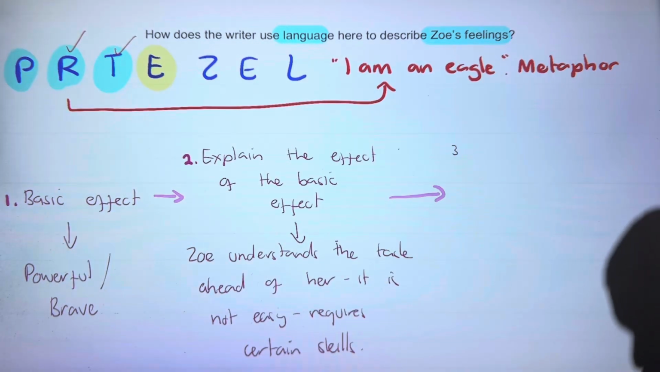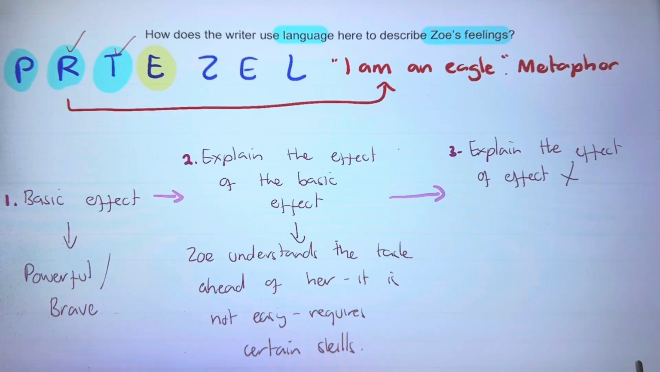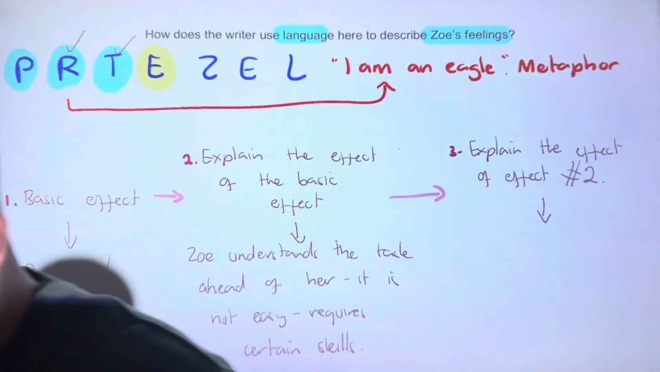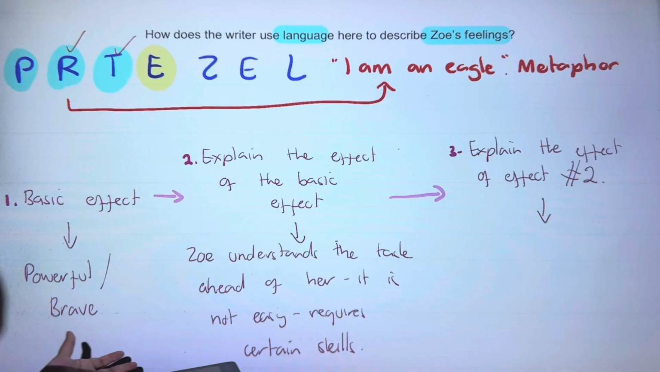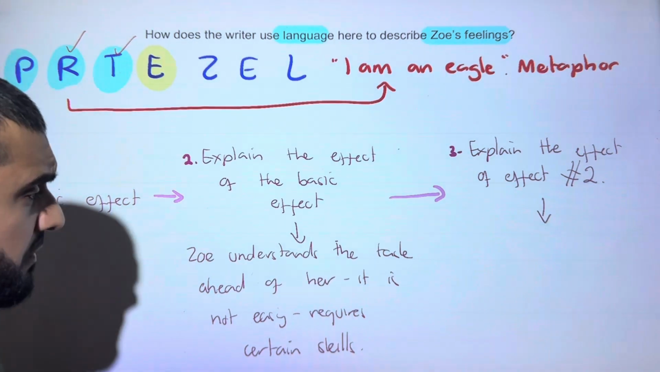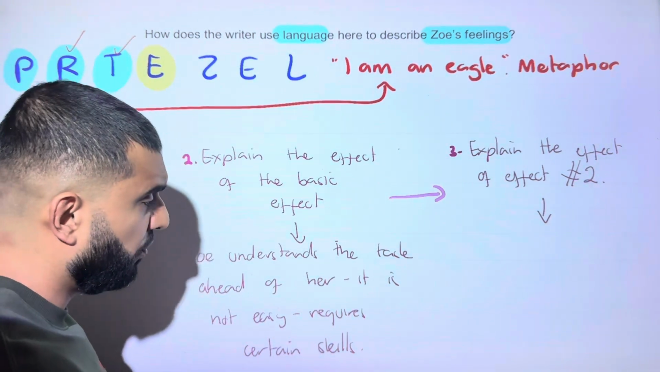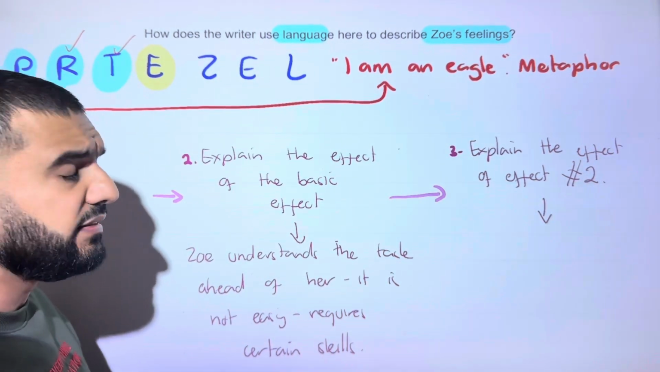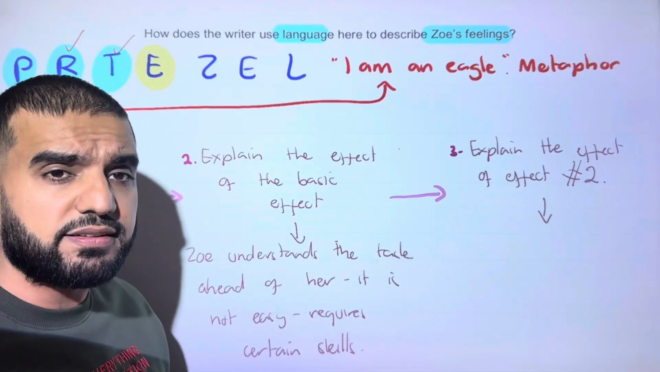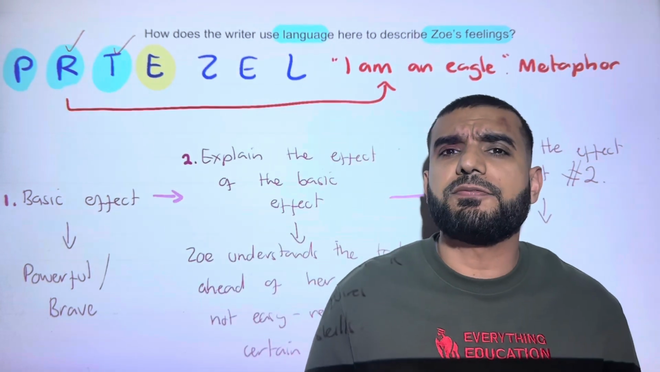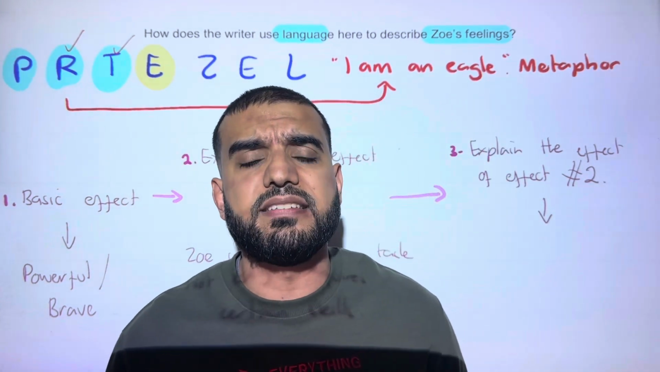The third step to understanding the effect is effect number 2. We explain the effect of effect number 2. What do I mean by that? So, over here I said that because she's going to be brave and powerful, this shows that Zoe understands that the task at hand isn't easy. The task at hand requires a certain skill set. What's the effect of that? What is the effect that the task at hand requires a certain skill set?